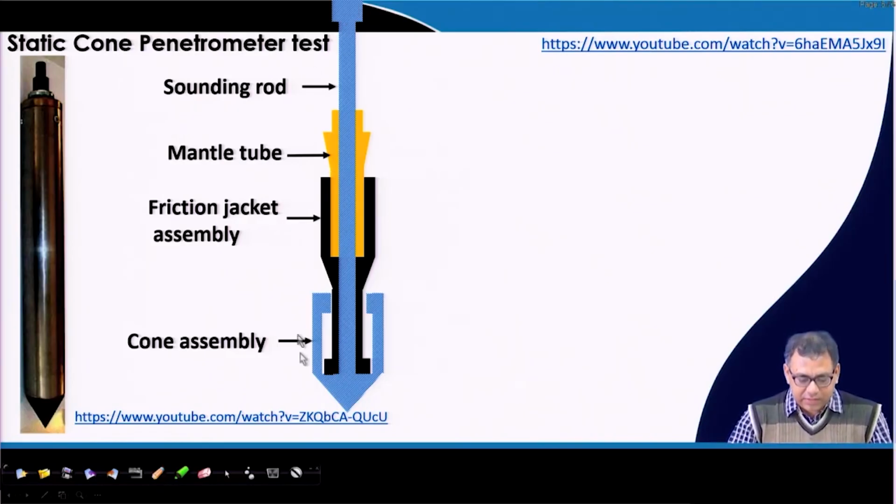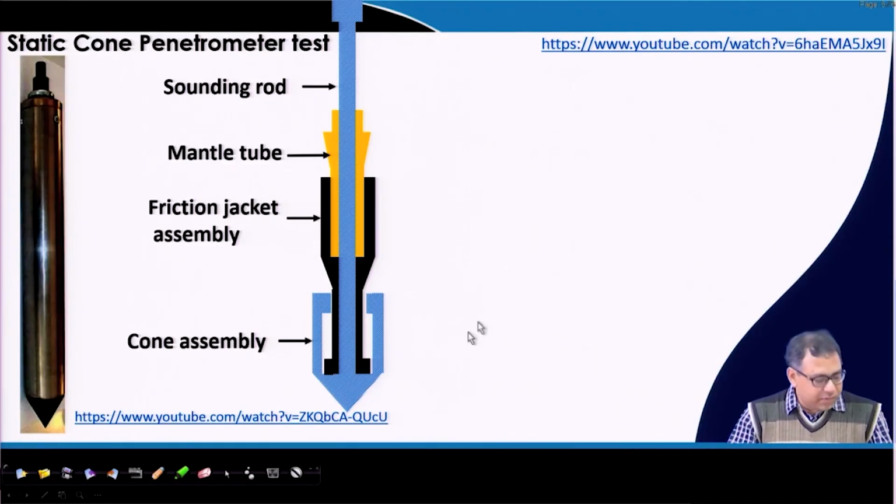So, this is the total assembly of this static cone penetration test. This is the sounding rod, this yellow one is the mantle tube, this black one is the friction jacket, and the cone assembly is this one.